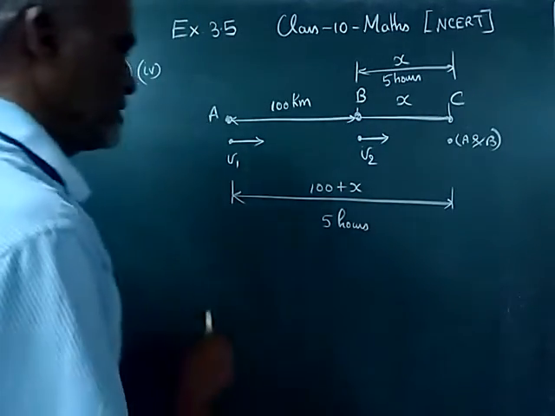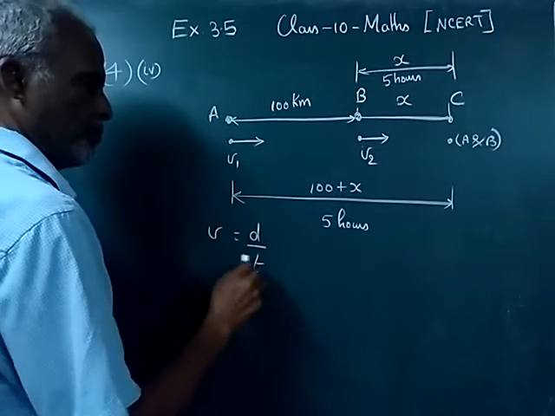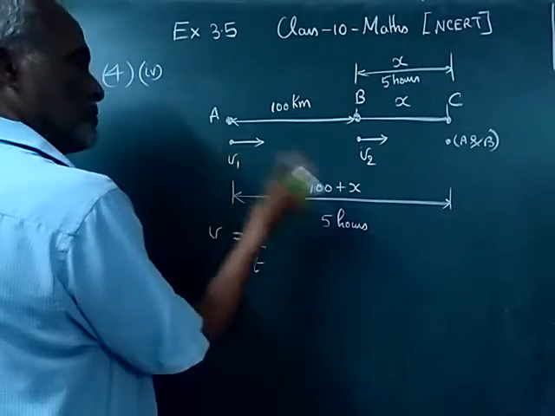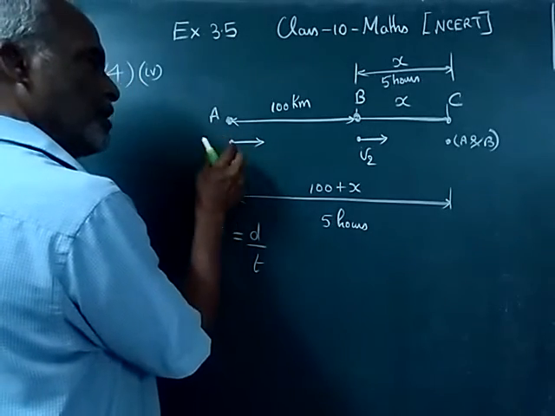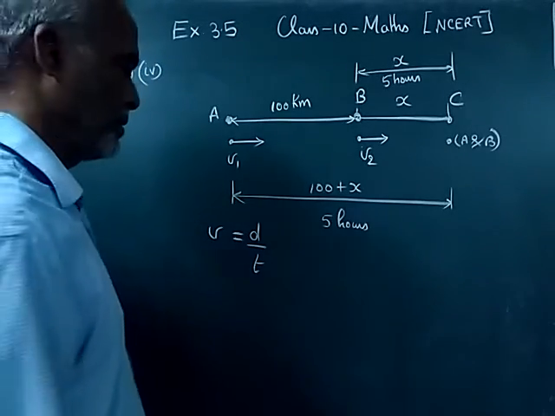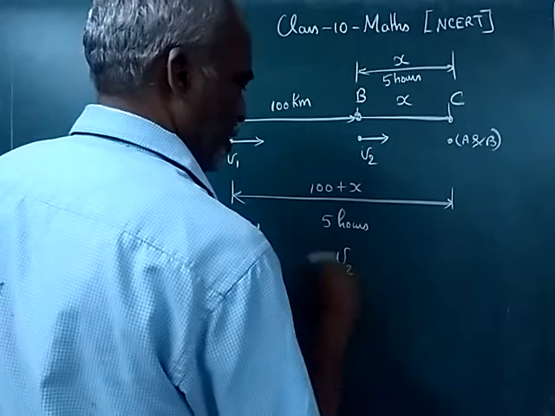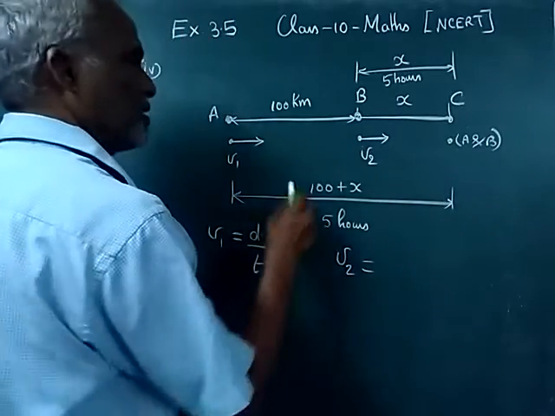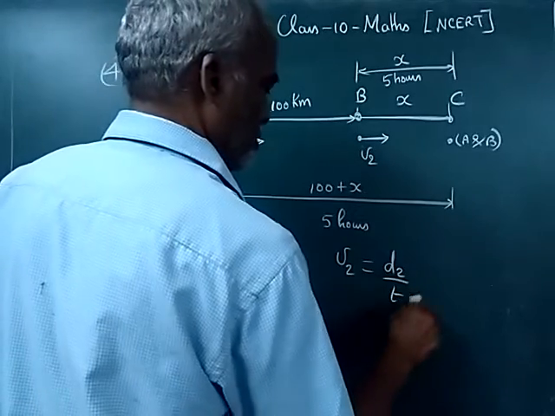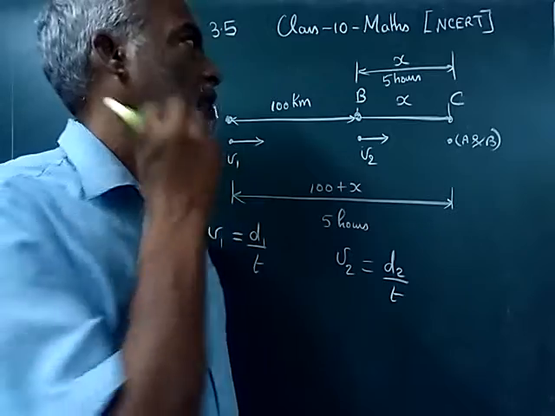Now we all know that velocity is equal to distance by time. But here we have two different velocities. The speed of car 1 and car 2 is not same. It's different. Therefore V1 and V2 are different. Distance is also different. In this case D1, here it is D2. But the time is same for both the cases. The time is only 5 hours.